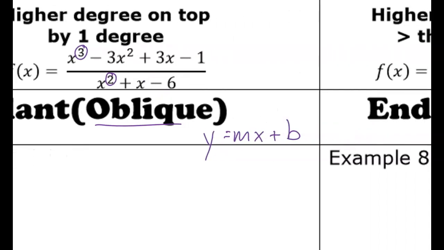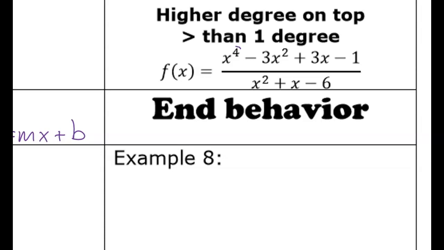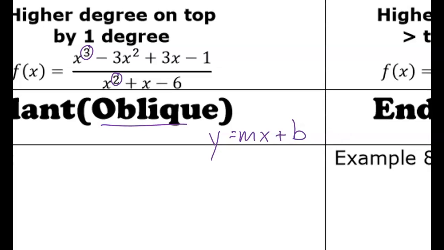What do you think happens when the difference is bigger than 1? Like here, the difference is 2. No, there is an asymptote. Think about it. If the difference of 1 makes a linear line, what does the difference of 2 make? A quadratic, or not technically a quadratic, but a parabolic asymptote. It's a parabola. What do you think a difference of 3 makes?